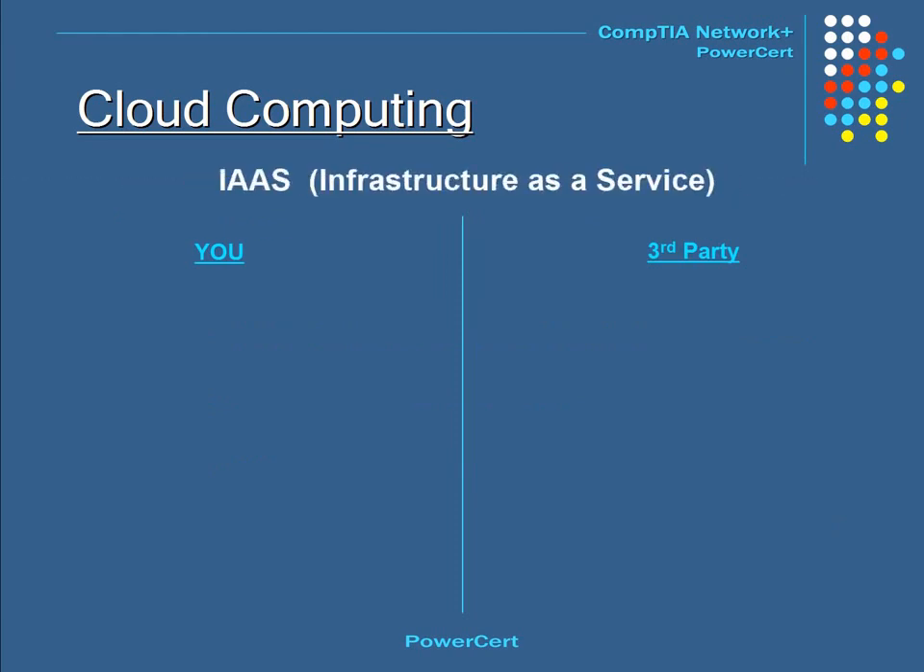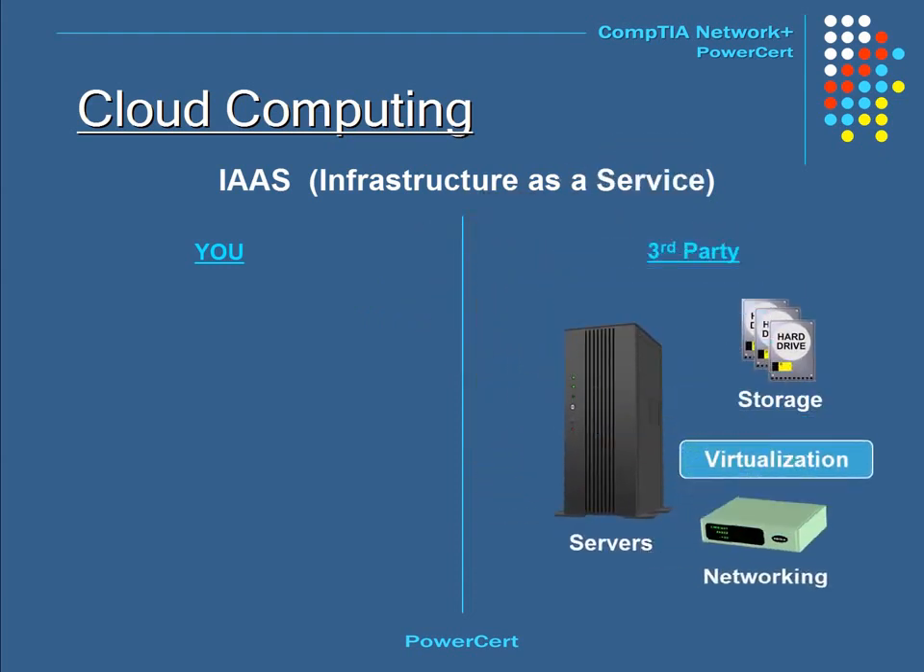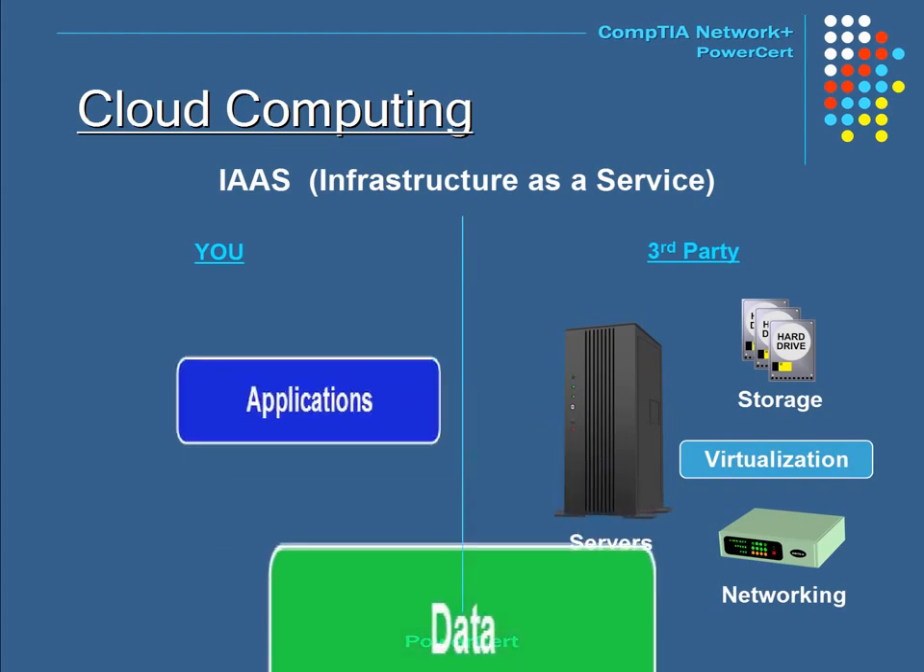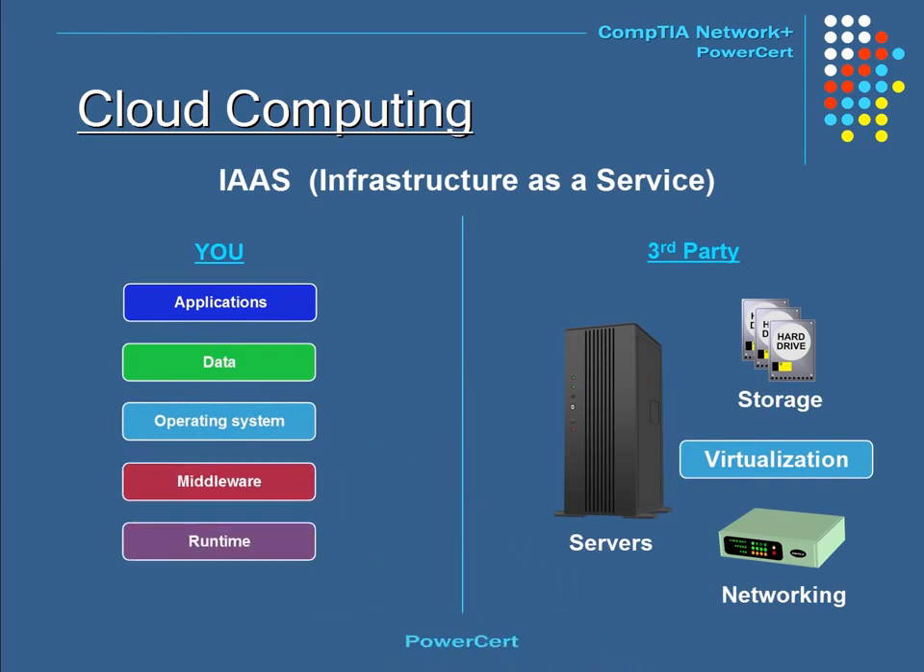So the first one is infrastructure as a service. And this type is basically when you're going to let the third-party vendor manage a portion of your business, which is going to be the hardware portion. The third-party vendor will manage the servers, storage, virtualization, and the networking portion. You, on the other hand, will still have control over the software portion, such as the applications, data, operating system, middleware, and runtime. A good example of IaaS would be a web service company like Amazon Web Services.